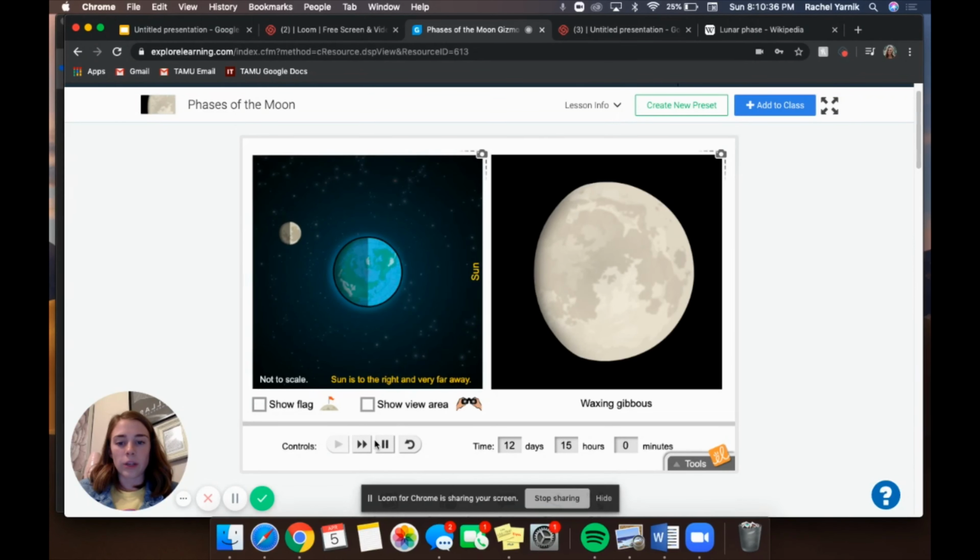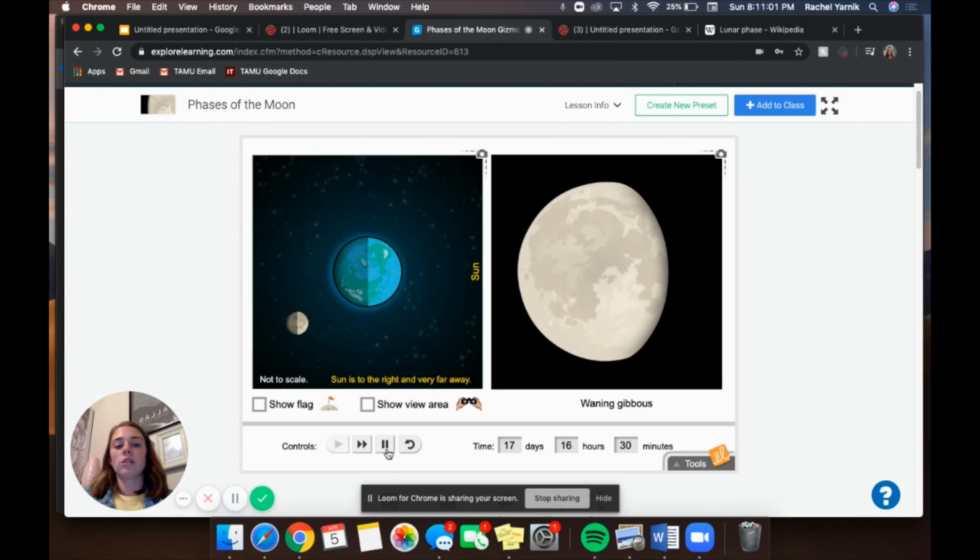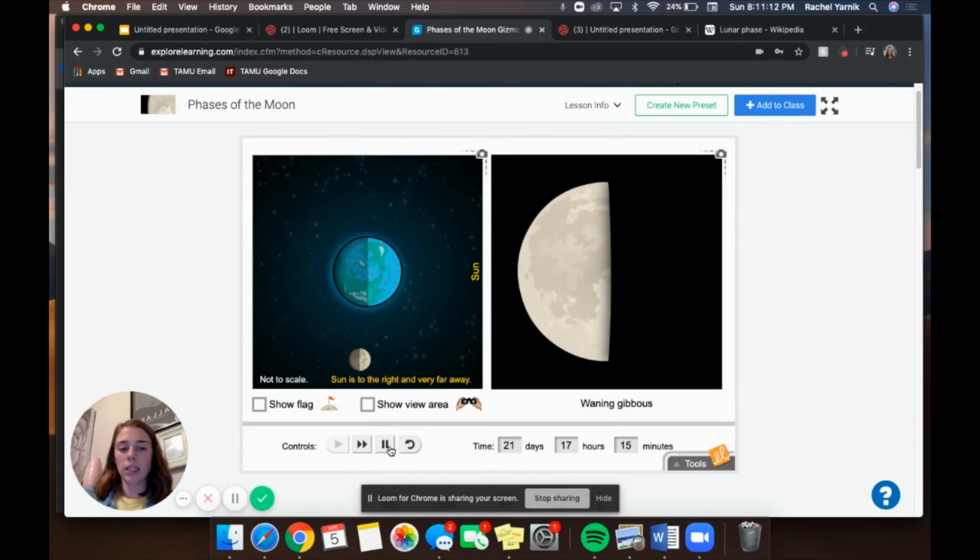And then we're going to get to our full moon. Here's our full moon on day 13. And that's when we can see the entire half of the moon that's being lit up. And we'll see that for about 3 to 4 days. And we're going to keep going, and then we're going to start seeing the light disappear from the right. So as you can see, it's disappearing from the right side. And we're going to have third quarter here in a minute.